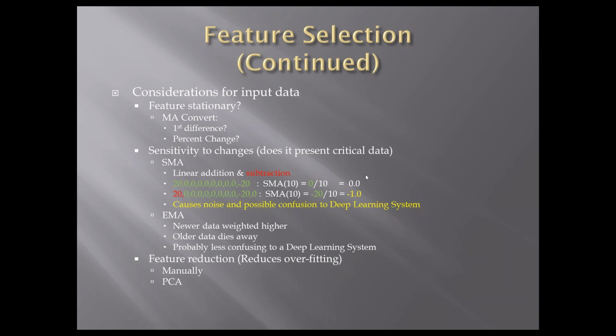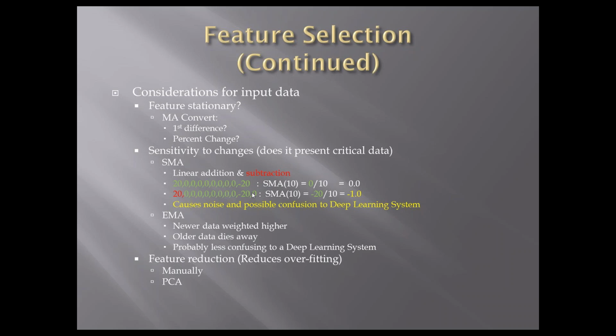The particular example that I have here is an SMA, and it's actually, believe it or not, a bad example to give to a neural network. So it's essentially the linear addition and subtraction of time data. And you can see if you take the series of 20 with 8 zeros and minus 21, and minus 20 on here, the SMA would be calculated as 0 because the sum is 0, and then you divide that by 10, so the result is 0.